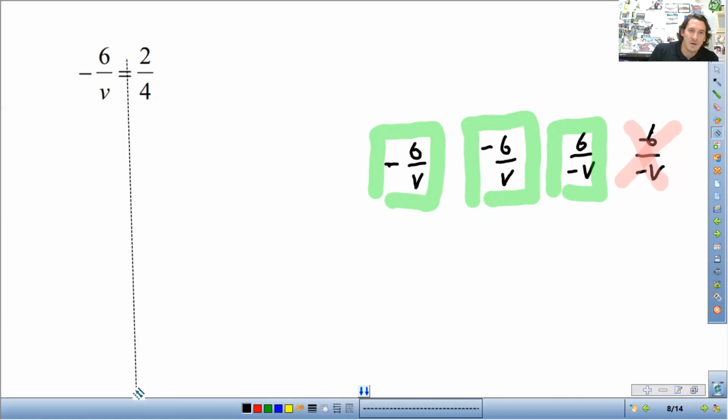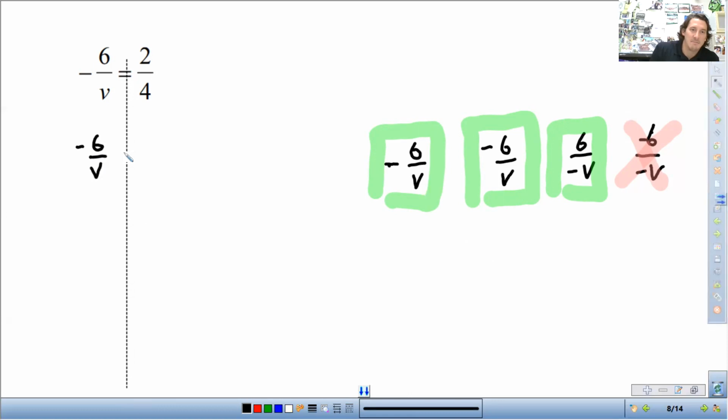So what I like to do, and I'm going to rewrite the problem before I solve it, I like to move the negative to the top and just keep it with the number on the top. And then I solve this problem just like the other ones, cross multiply. So it's going to be negative 6 times 4 and then 2 times v. So 2 times v is equal to negative 6 times 4. And so the reason why I move it to one, because it makes it a lot easier just to keep track of where it stays with the 6.